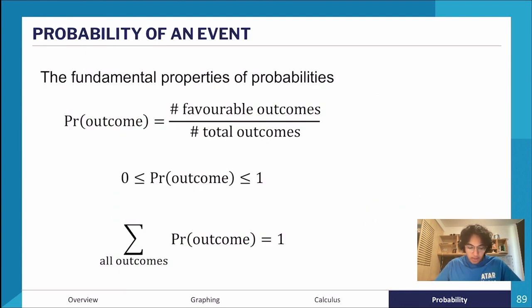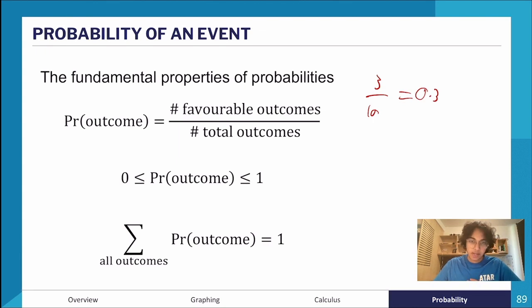Okay, how do we work out the probability of something happening? These are some of the fundamental properties of probability. So the probability of an outcome is the number of favorable outcomes divided by the number of total outcomes. For example, if I flip a coin 10 times, right, and let's say my favorable outcome is getting tails, right? Let's say it was an unfair coin that's weighted. If I got tails 3 times out of the 10, the favorable outcomes was 3, total outcomes was 10. So the probability of tails is equal to 0.3 or 3 on 10.